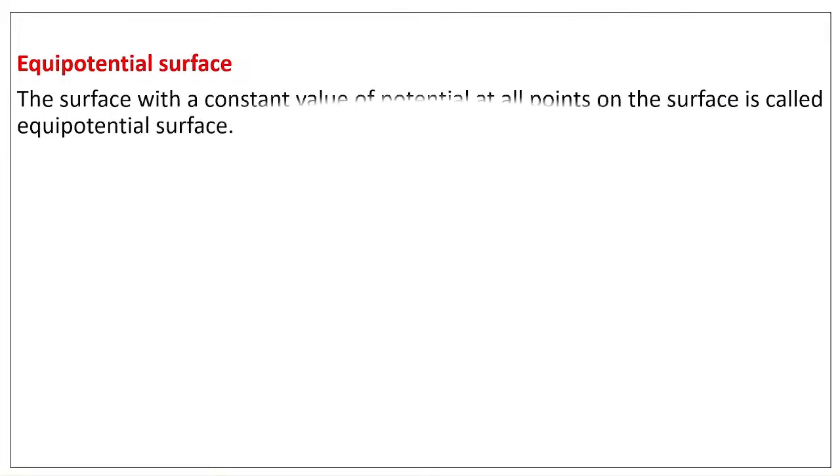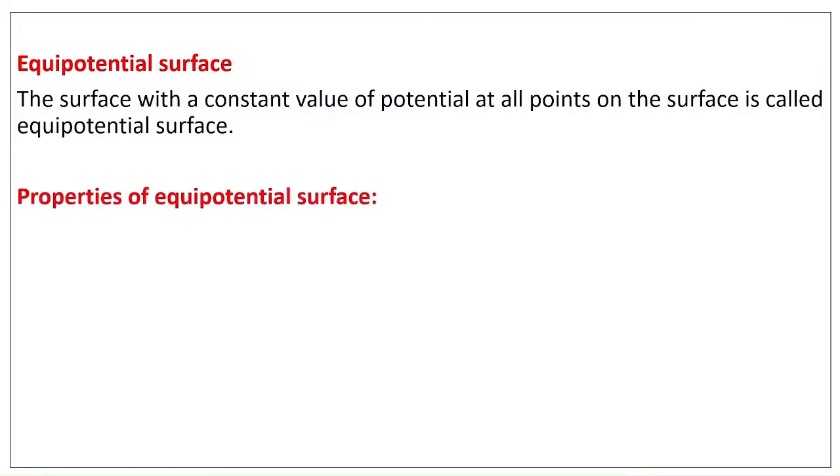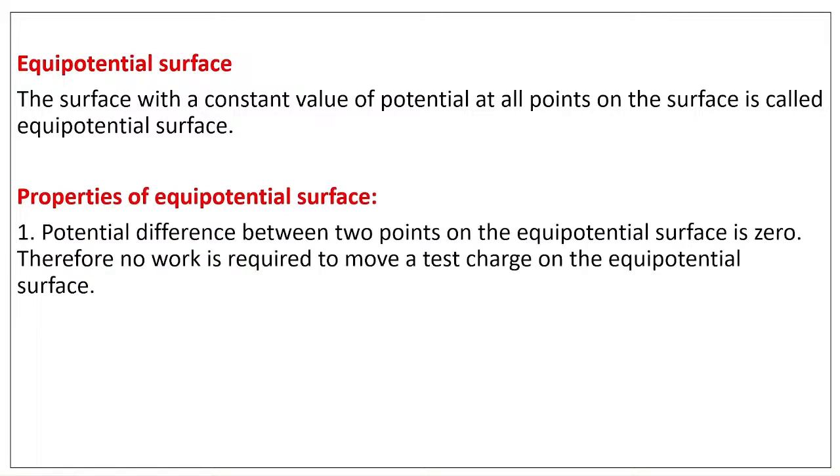Equipotential surface. The surface with a constant value of potential at all points on the surface is called equipotential surface. Properties of equipotential surface. 1. Potential difference between 2 points on the equipotential surface is 0. Therefore no work is required to move a test charge on the equipotential surface.